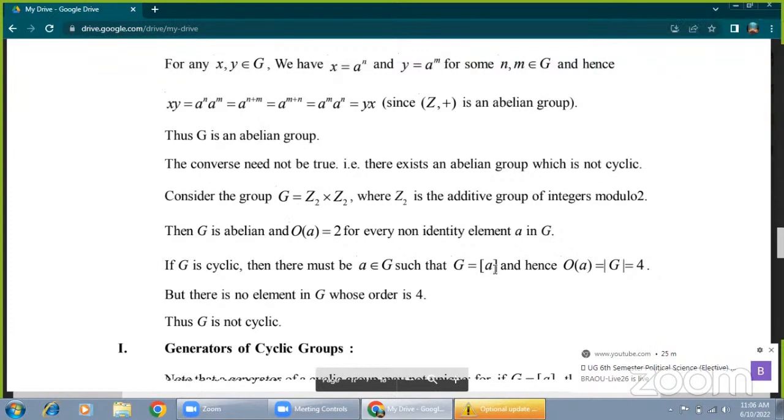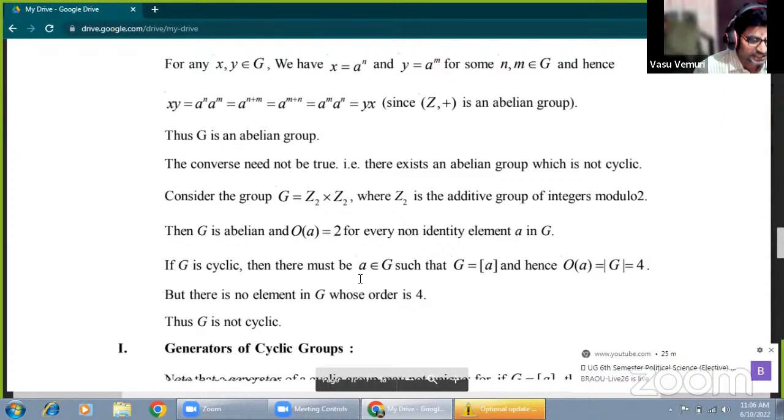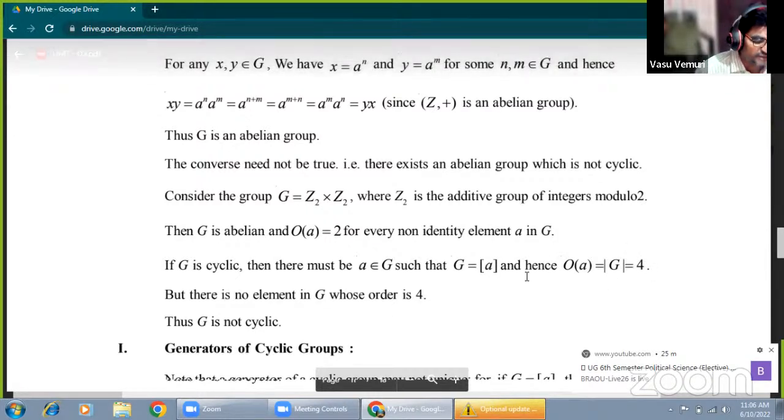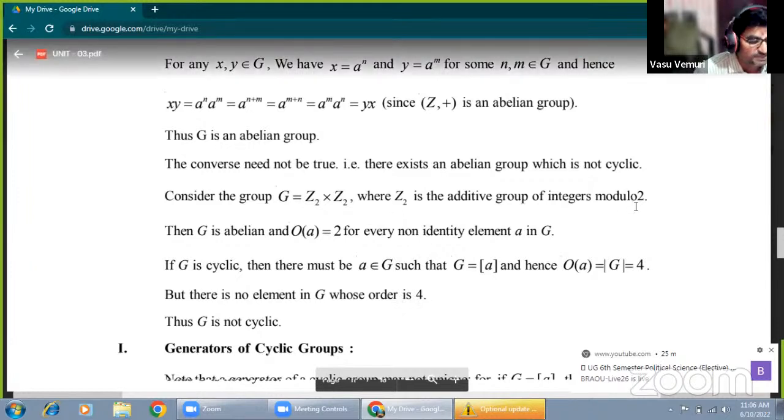Suppose A is an element of G. A equals 1, A equals minus 1, these are all elements. Then the order of the group is 4 in the fourth roots of unity. All integral powers of the elements are integers, when the order of the group is 4. But here, the additive group of integers modulo 2, whose order is 2, is not cyclic, but it is abelian.